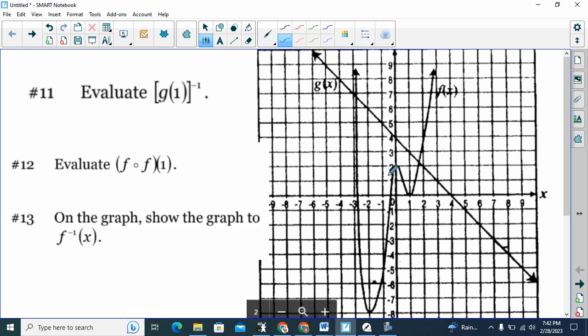So g of 1, this graph right here, the straight line is g of x. When x is 1, g of x is 3. G of 1 is 3. So I have 3 to the negative first. Negative exponents we move to the bottom and make the exponent positive. So 1 over 3.